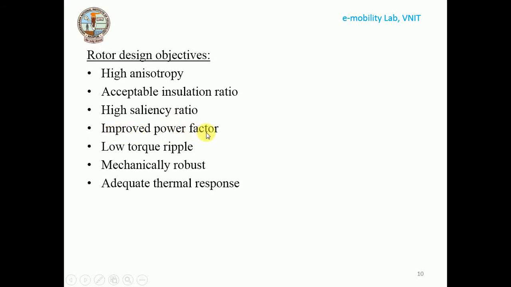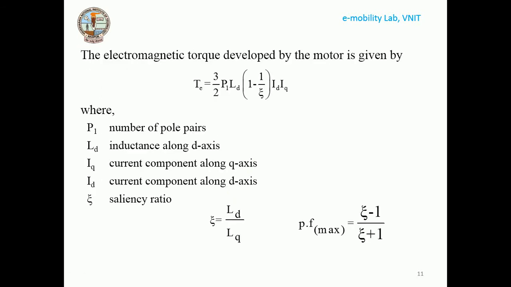Improved power factor, I think this is a general thing you should know. And low torque ripple. As I explained earlier, we should have less torque ripple for the driver's comfort. Then of course it should be mechanically robust. Why we are thinking about the mechanical robustness of the rotor, I will discuss. Then of course it should have an adequate thermal response to the environmental condition, and the heating of the winding should be within a temperature limit. Next, let us have some basic equations of this motor.